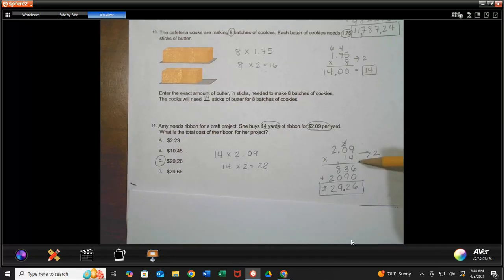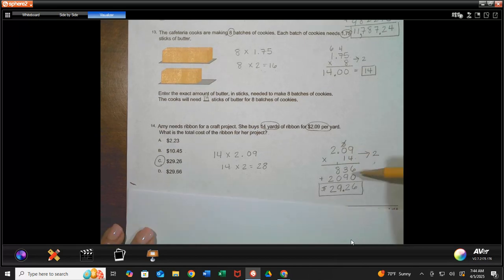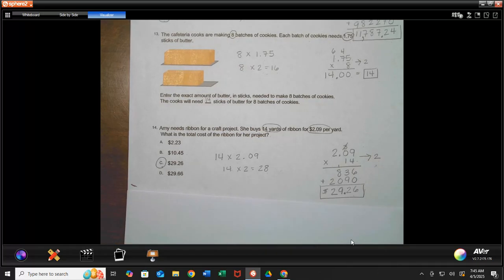$2.09 times 14. So as I treat it as 209 times 14, you can check your partial products against mine. You get 2926. So you can either use some number sense in the estimate to place the decimal point, or you can count the number of digits behind the decimal point in the 2 factors. I have 2 decimal digits, so I put that in my product, $29.26, answer C. All right, moving right along.